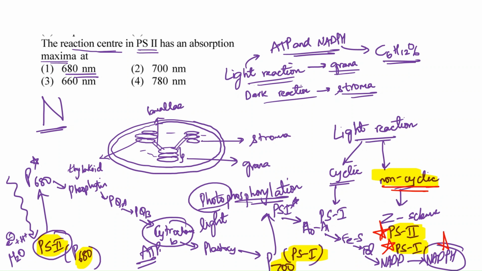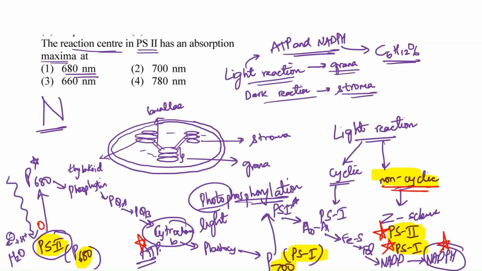Okay, NADPH is generated, ATP is formed, and even oxygen molecule will be generated. Why? Because here photolysis of water takes place. Photolysis means water getting broken down into two protons, two electrons, and half molecule of oxygen. So photolysis of water takes place during Z scheme.